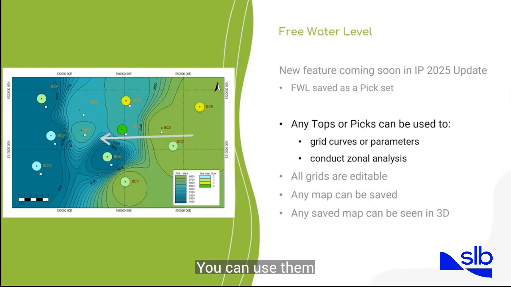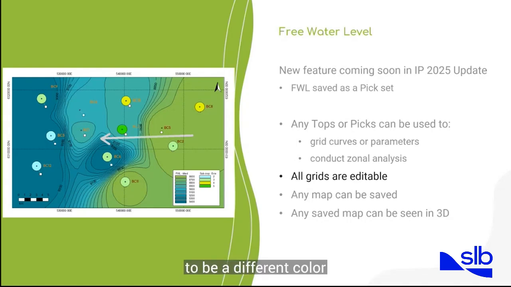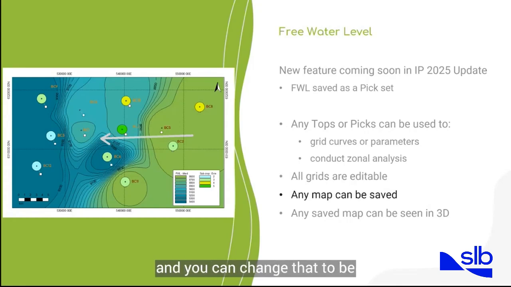You can use them for, the grids themselves can be used from parameters or curves or just tops. Depends on the kind of grid you want to generate. They are all editable. So if you decided that you wanted them to be different color or different shape or have more contours or less contours, that property form is accessible and you can change that to be however you need it to look like.